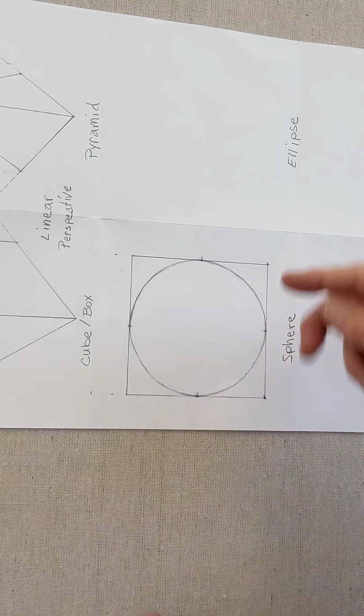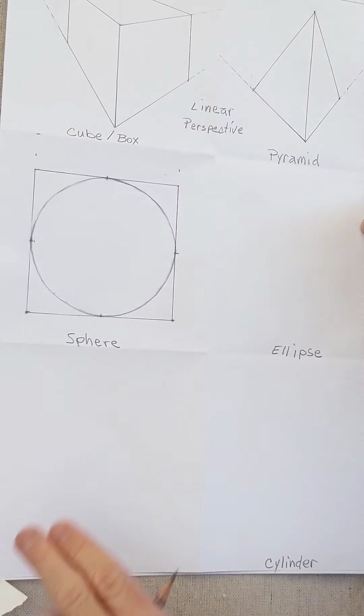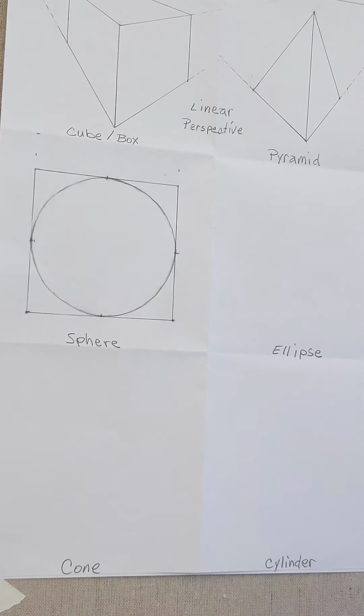All right. So that's it for the sphere. Now mine's a little bit, you know, needs a little work. It's not perfect. And I'll probably work on it more off camera. Maybe you need to too.